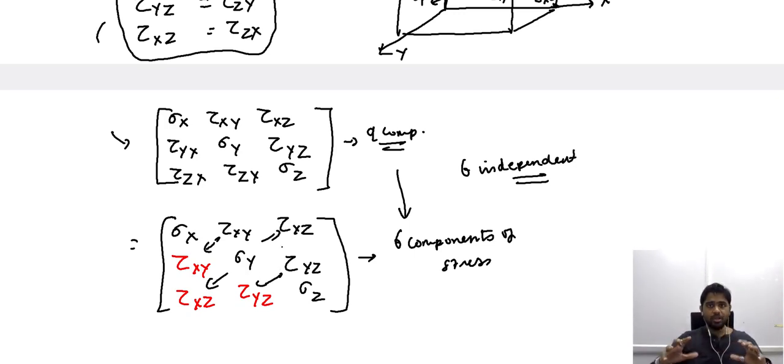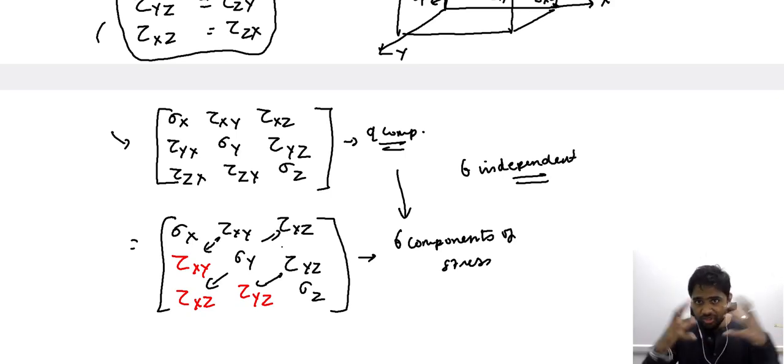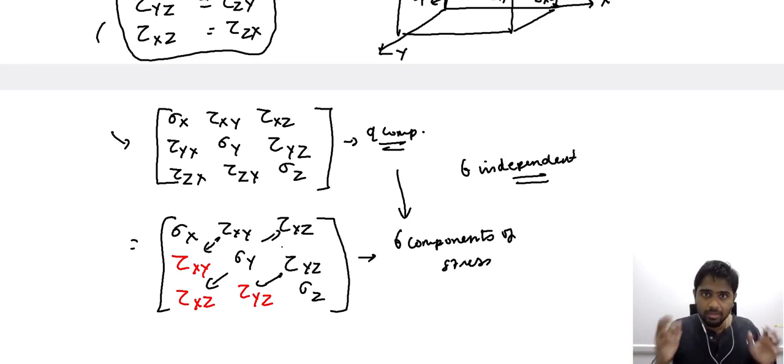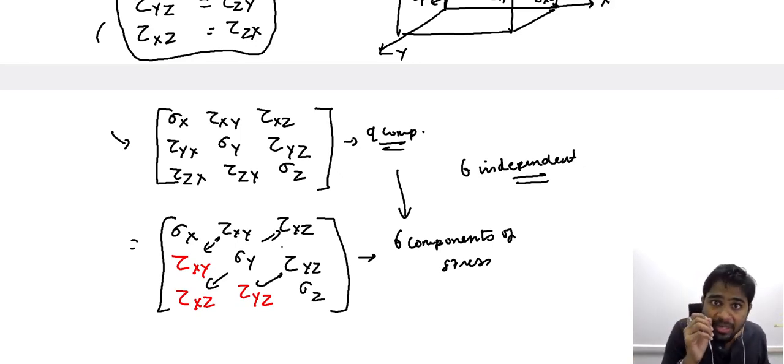So when the question is how many stress components we need to describe a generalized loading condition, then the answer is essentially 9 components. But how many independent components do we need? It is 6.